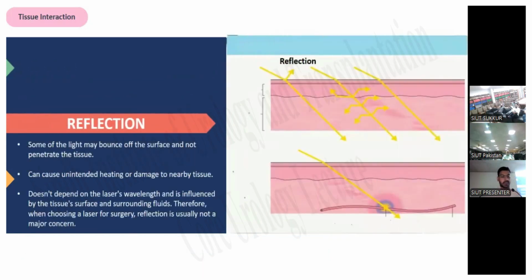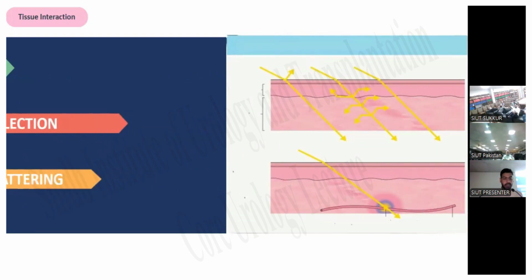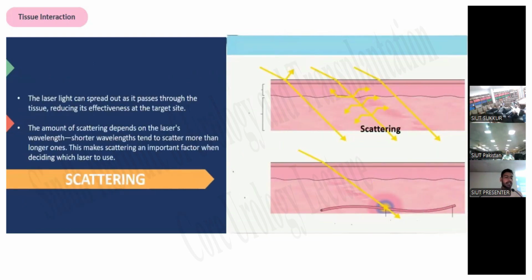Other is reflection. Some of the light may bounce off the surface and not penetrate the tissue, and can cause unintended heating or damage to nearby tissues, but it does not depend on the laser wavelength and is influenced by the tissue surface and surrounding fluids. After that, scattering also happens, and the light can get spread out as it passes through the tissue, reducing its effectiveness at the target site. The amount of scattering depends on the laser's wavelength. Shorter wavelengths tend to scatter more than longer ones. This makes scattering an important factor when deciding which laser to use.